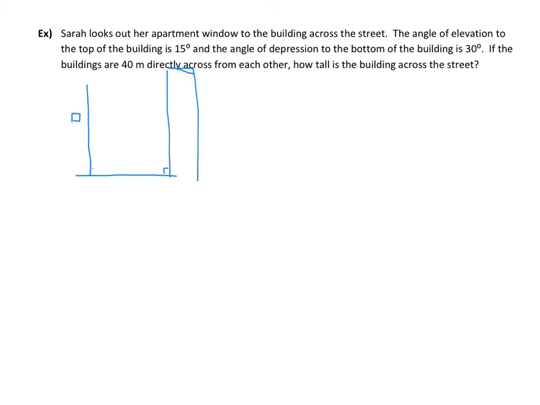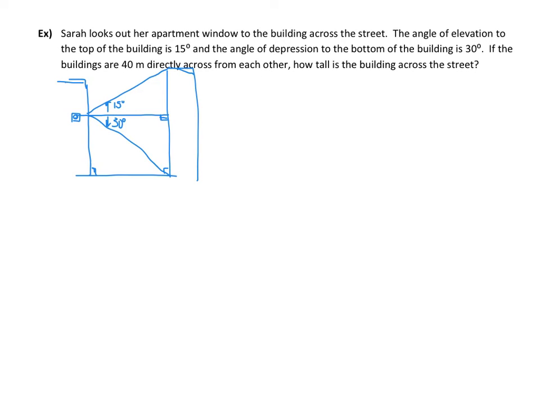Now we're going to assume that these buildings, I don't know how tall Sarah's building is, but it doesn't really matter, make a 90-degree angle with the ground. Now she's looking out her window, so there's Sarah in her window. This is her horizontal line of sight, which also makes a 90-degree angle with the building across the street. The angle of elevation to the top of that building across the street, this angle upwards, is 15 degrees in here. And the angle of depression to the bottom of that building is 30 degrees. So my diagram's not to scale, but you get a picture of what this kind of looks like.